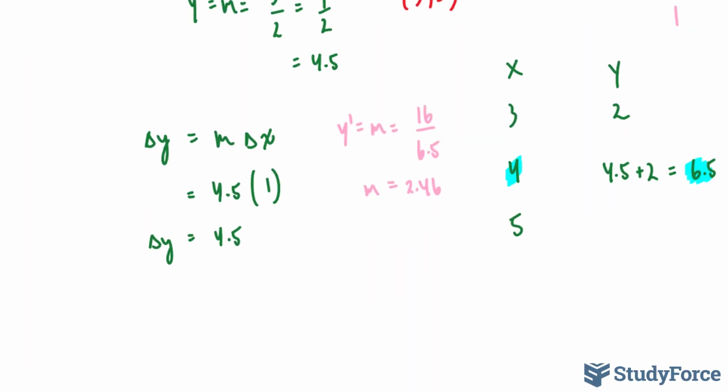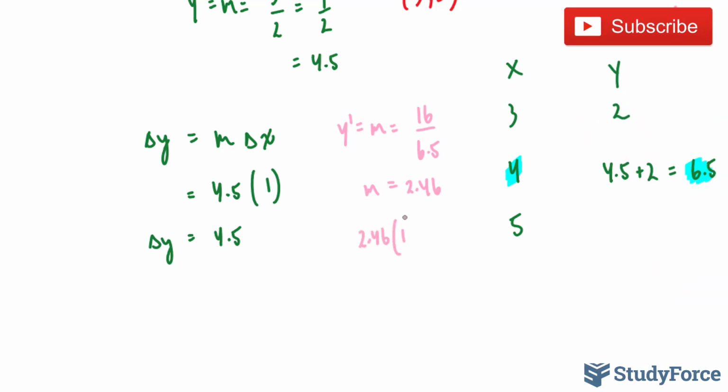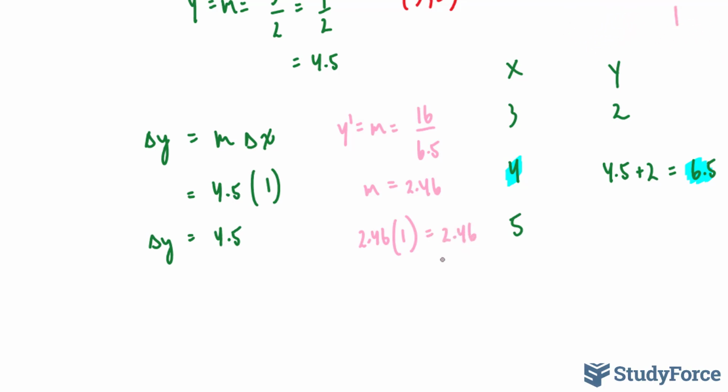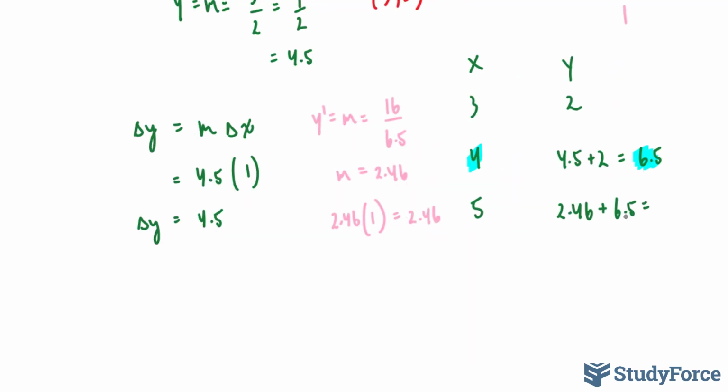As before, I'll take my slope of 2.46 and multiply it by delta x, which is equal to 1. That's 2.46. Next, I'll add 2.46 to my previous y, which happened to be 6.5. So I'll add this, 2.46 plus 6.5, that gives me my next y value, which equals 8.96. Now technically you're supposed to do this up until you get x is equal to 10. And if you've done it correctly, your completed table should look like this.